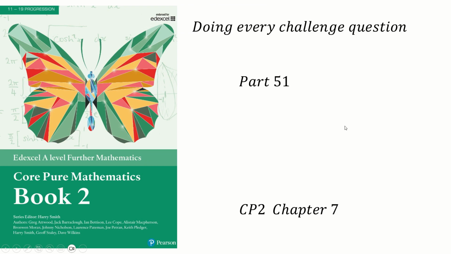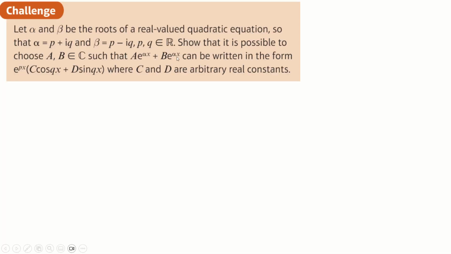Doing every challenge question part 51. This is Core Pure 2, chapter 7, which is on differential equations. This question is super confusing, if nothing else, because there is a typo in it, and this should say beta, not alpha. So that was annoying.